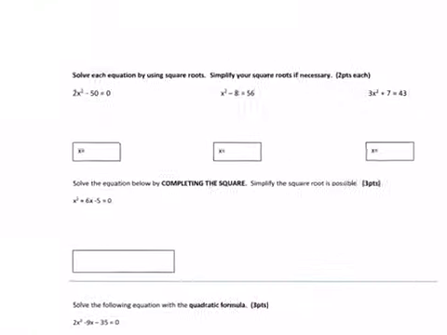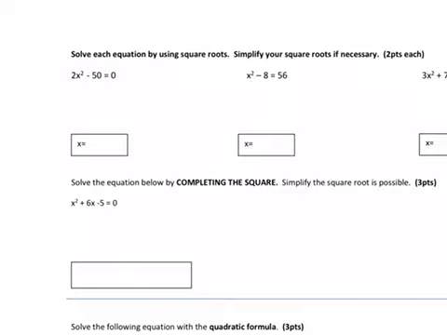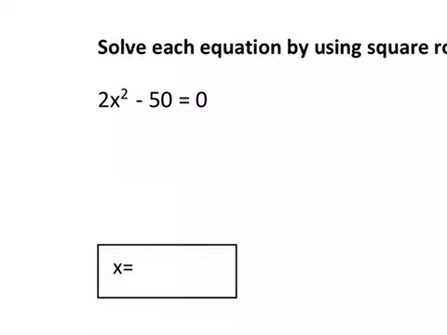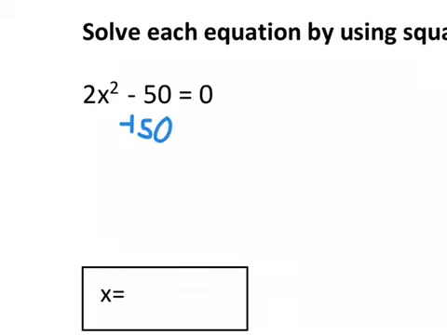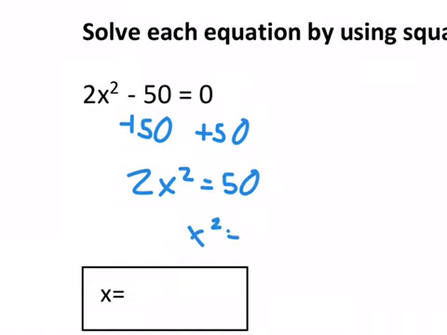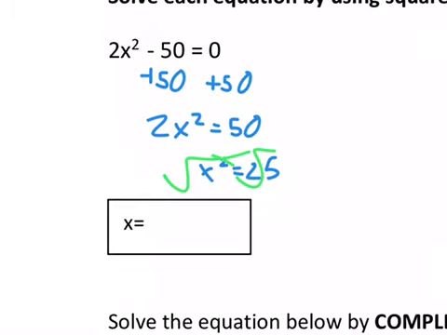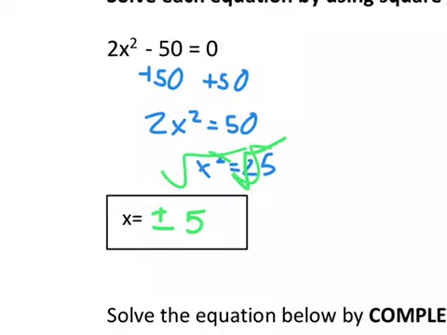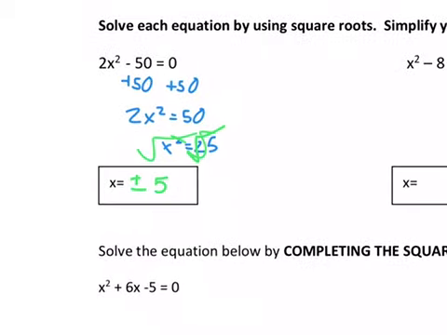All right, so taking a look at the back. Solve each equation by using square roots. Simplify your square root if necessary. Remember, we want to solve these like a regular equation, and we reserve taking the square root until the very last step. Divide both sides by 2. Now, when I square root both sides, that cancels that out. Don't forget about your plus or minus. All right, this will give us x is equal to plus or minus 5. The square root should have covered both the 2 and the 5, sorry.